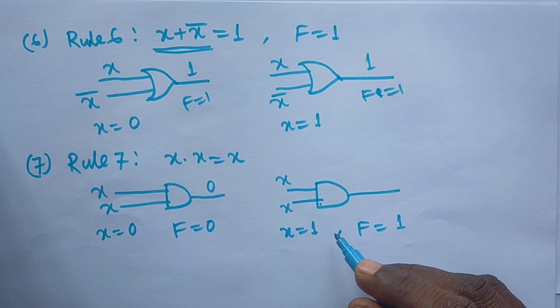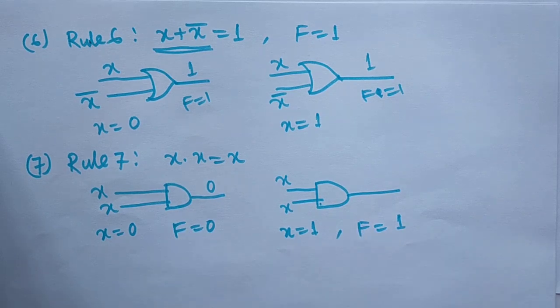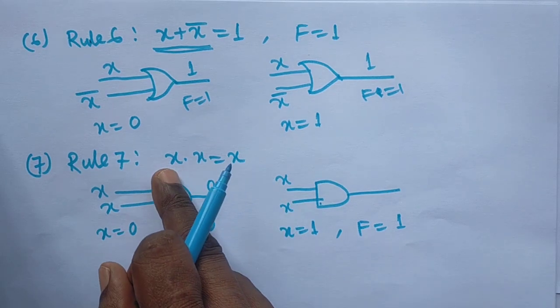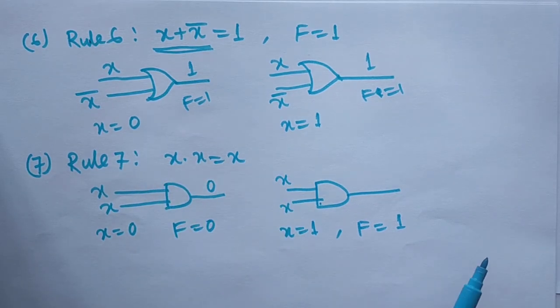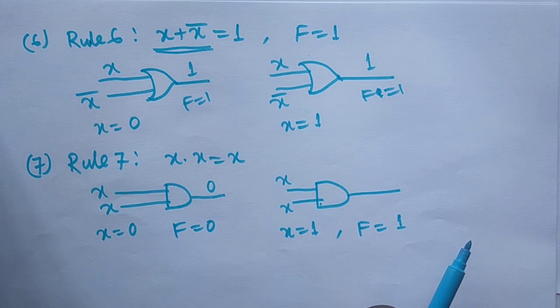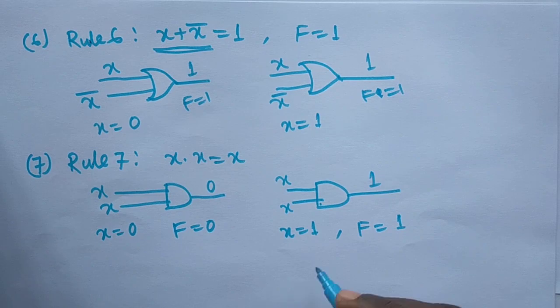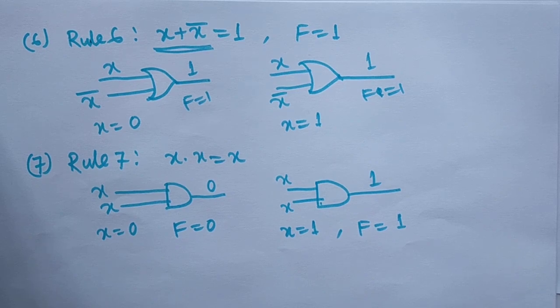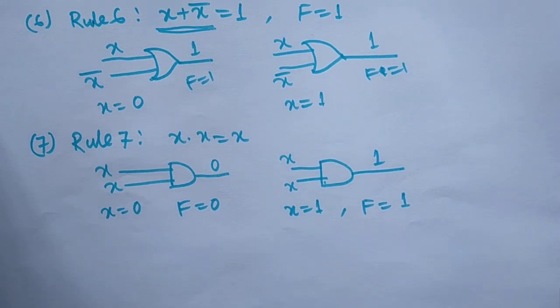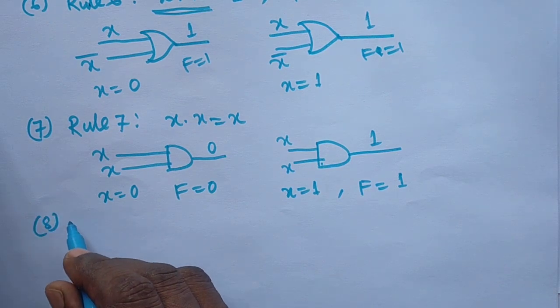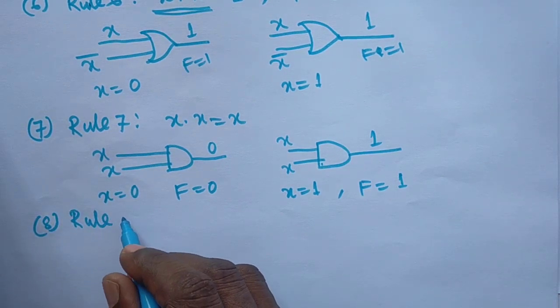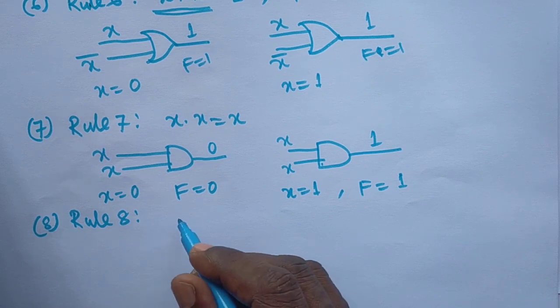So it depends on x. Whenever the x value changes, the result also changes. Whatever the value of x, we get the same value as the result. X dot x is equal to x. This is the basic concept regarding x dot x is equal to x. Similarly, if you go through, there is another case, suppose rule 8.